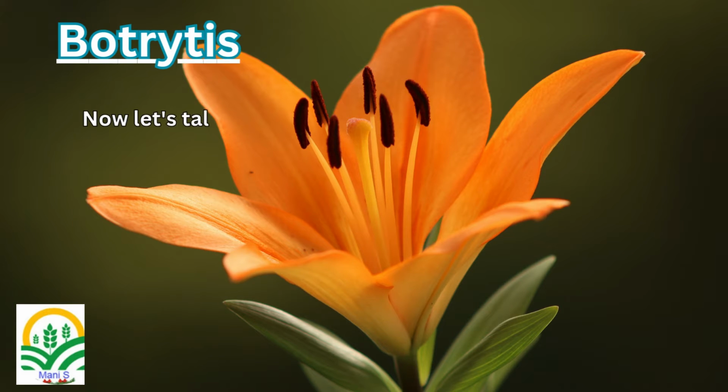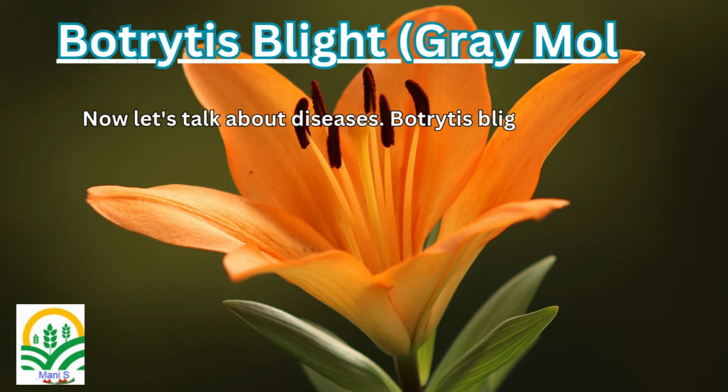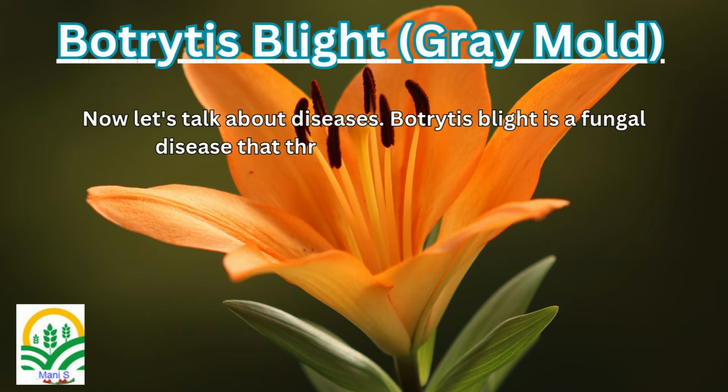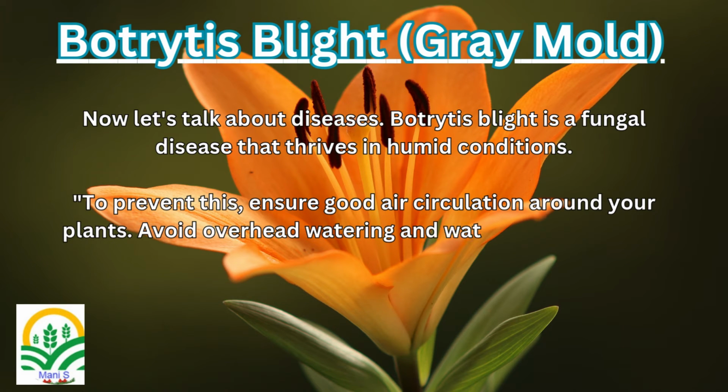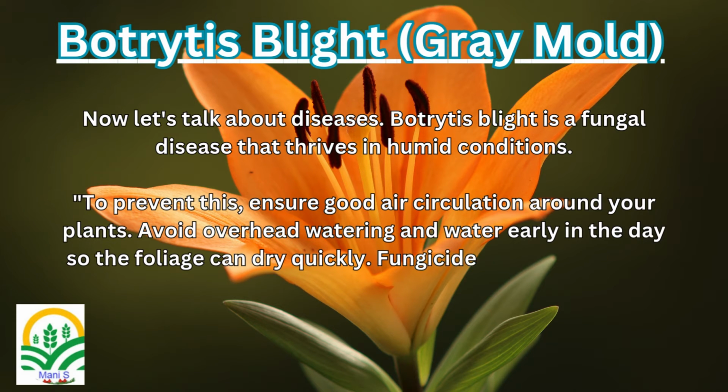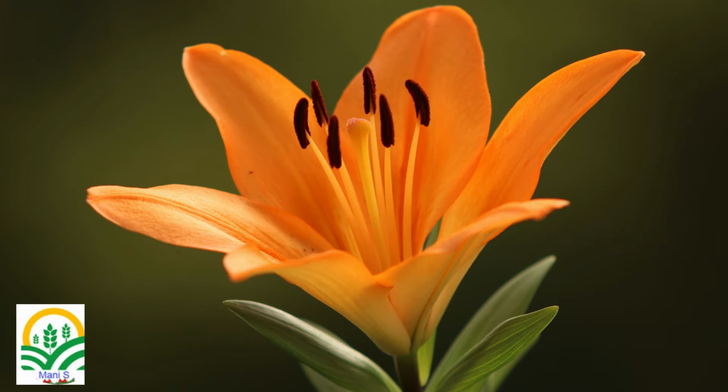Botrytis blight, gray mold. Now let's talk about diseases. Botrytis blight is a fungal disease that thrives in humid conditions. To prevent this, ensure good air circulation around your plants. Avoid overhead watering and water early in the day so the foliage can dry quickly. Fungicides can also be used as a last resort.